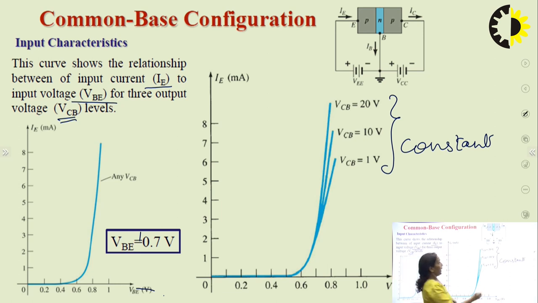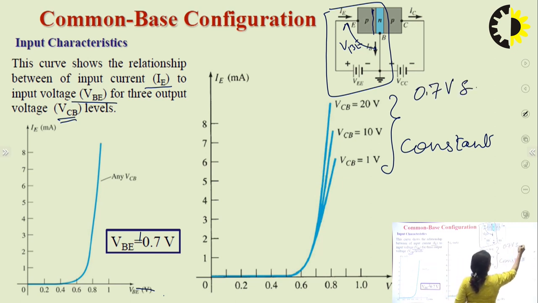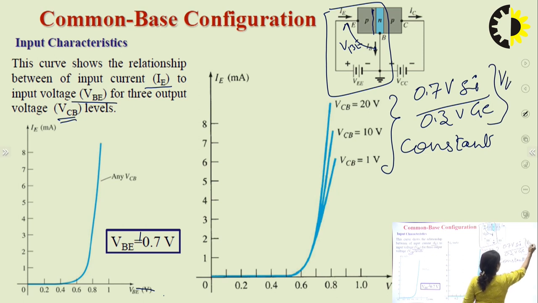If you look at this section only, this is equivalent to a PN junction diode in the forward bias condition. So when we increase this voltage, VBE is changing. Initially, we have the depletion region, and this barrier potential is of the order of 0.7 volts in the case of silicon, or 0.3 volts in the case of germanium. So this is nothing but the knee voltage. Basically, the knee voltage is the barrier potential voltage.